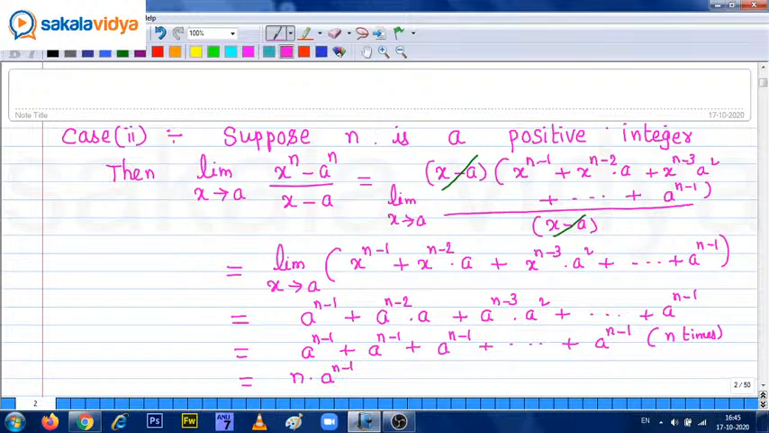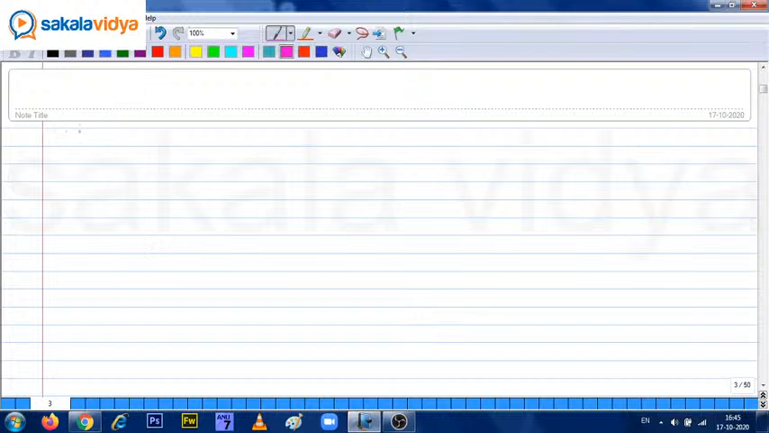So for n a positive integer, limit x tends to a, x to the power of n minus a to the power of n by x minus a is equal to n into a to the power of n minus 1. For positive integer values of n, it has been proved. Now case 3.